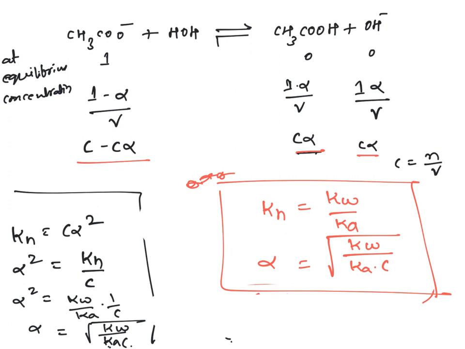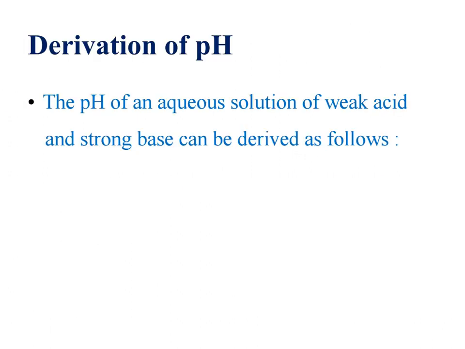Let's move on to the last topic of the salt, that is pH derivation. pH derivation of salt of weak acid and strong base. Let's write the salt hydrolysis reaction. After that, how we can derive the expression for this kind of salts. I am taking the same example, sodium acetate, where the acetate ion is involved in the salt hydrolysis. Converting to CH3COOH plus OH minus.